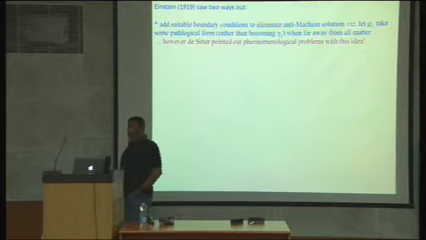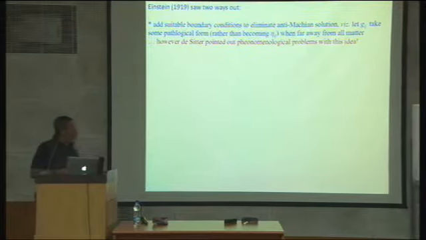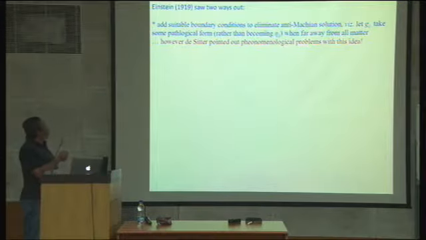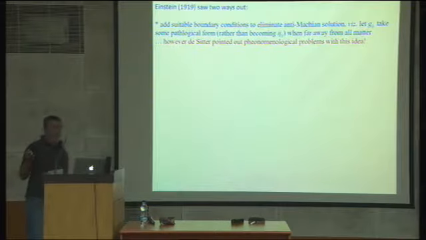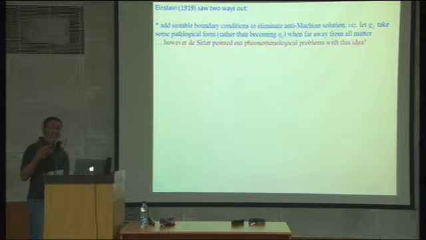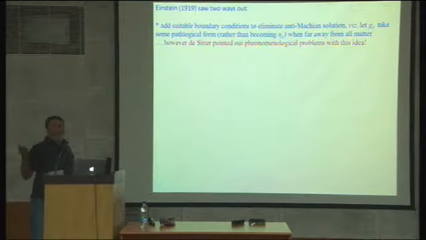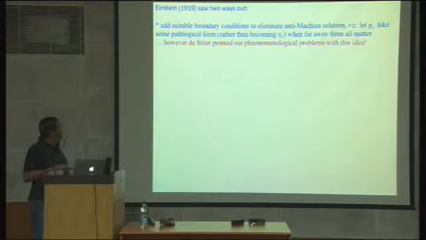Okay, so there are only two ways out. One of them he could not adopt. So he first said, let's add some boundary conditions which make g_ij become pathological in some way when you are very far from all matter. In other words, when there is no matter left in the intervening space, then g_ij should not become the η_ij of special relativity, which would violate Mach's principle. It becomes something weird, right?